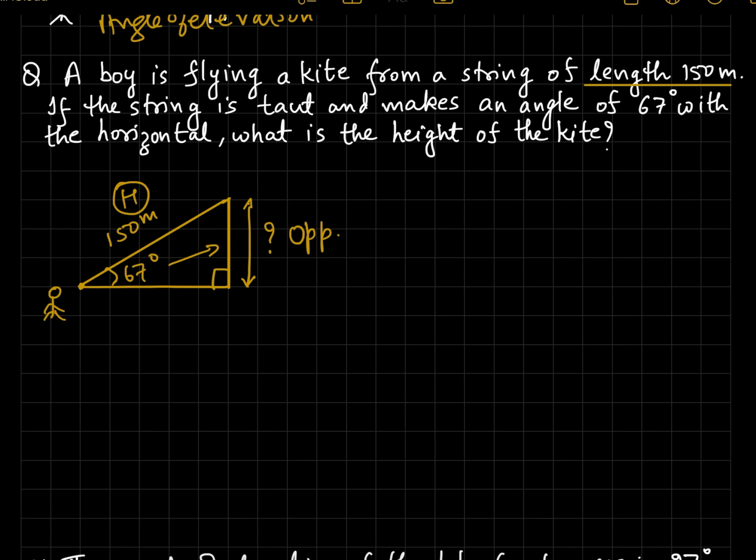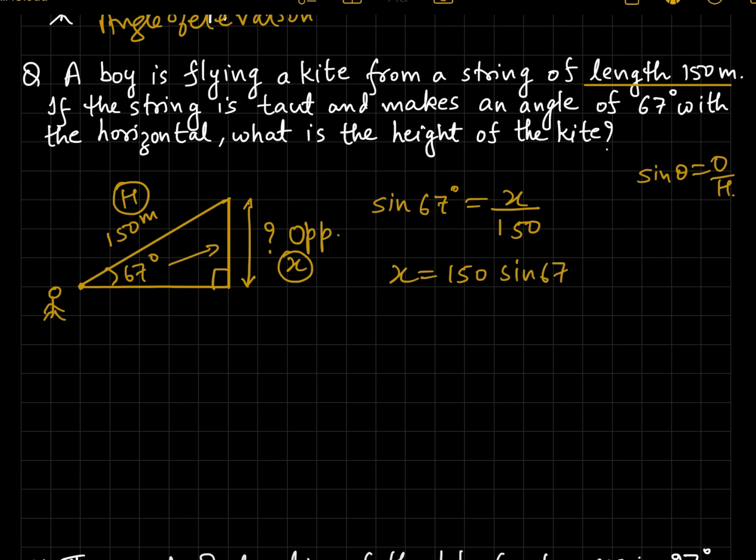I will use sine. So I will write sine of 67 degrees is equal to opposite side, let us name it x, over hypotenuse, which is 150 meter. Let us write here sine theta is equal to opposite over hypotenuse. So my x would be 150 times sine of 67 degrees.